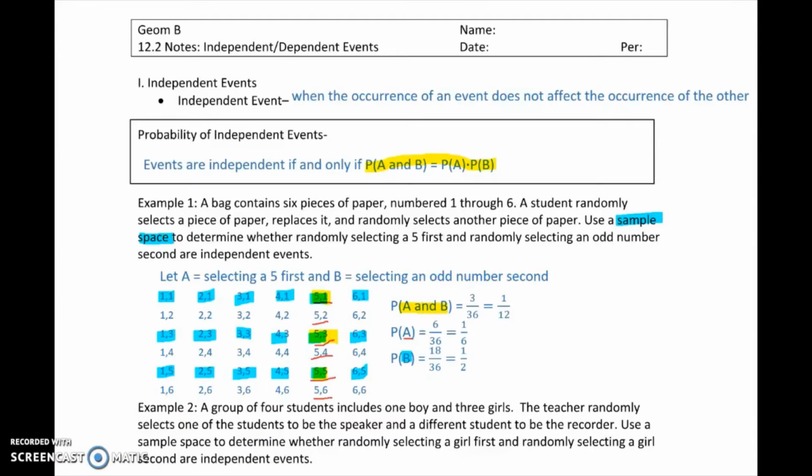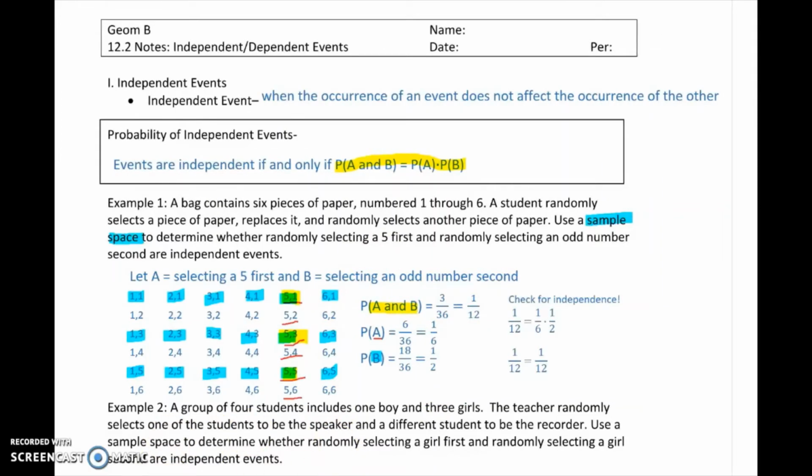The final thing we need to do is double check if it's independent. Remember, it's independent if and only if the probability of A and B, which we got as 1/12, is equal to the probability of A times the probability of B. Let's go ahead and check that. Is 1/12 equal to 1/6 times 1/2? The answer there should be yes.